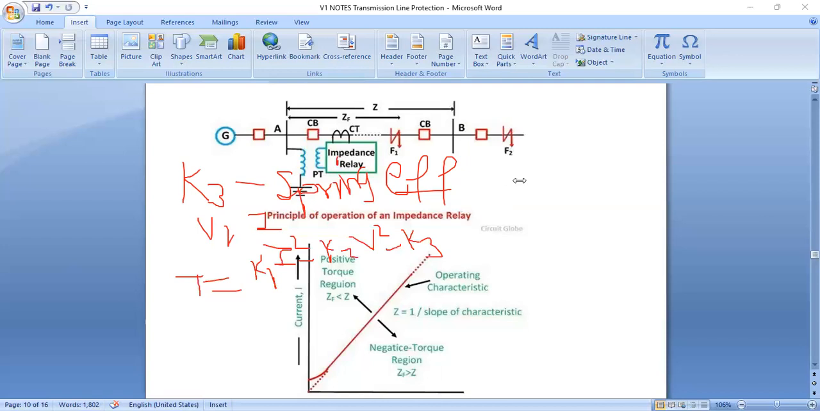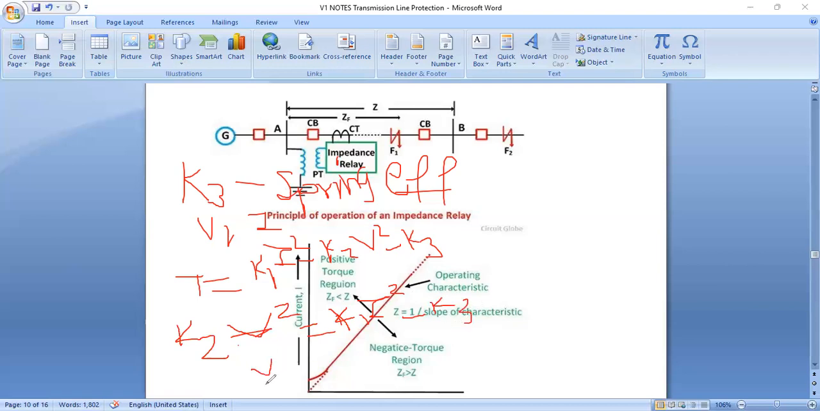Now, when the relay is in the normal operating condition, that means the net torque of the relay becomes 0. That means net torque equals 0. So the torque equation gives K2 V square is equal to K1 I square minus K3.